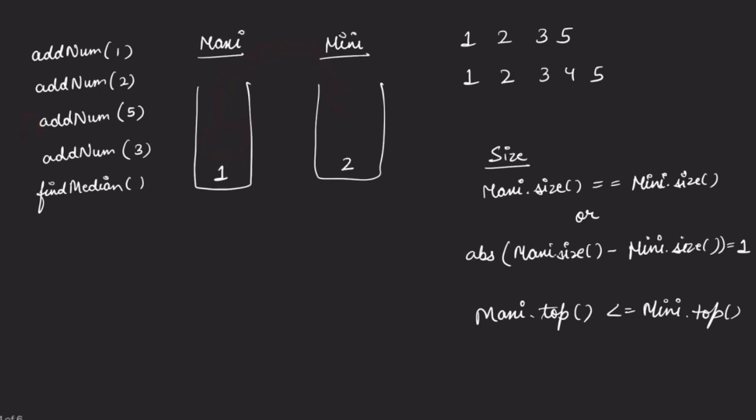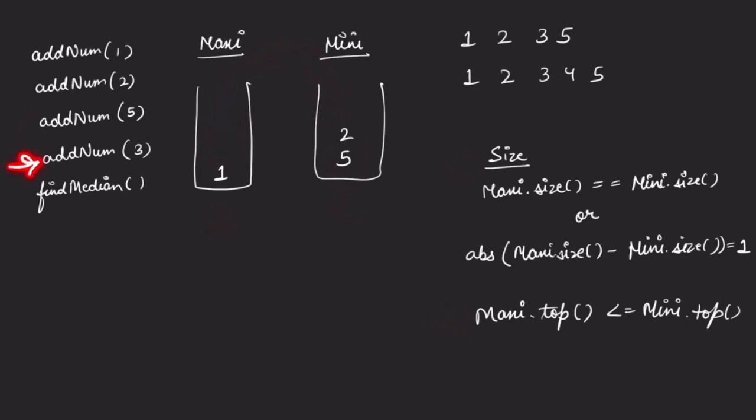Next the number will come as 5, so 5 will be added here. Then we will check this particular condition. Now you will see that 5 is not less than or equal to 2, so this condition is violated. So that means we will have to pop this 5 from maxi and push it into mini, right? So 5 will be removed from here and added here, right? And since it is a min heap, these will be sorted like this, right? Now you will check the size. So the size of maxi is 1 and mini is 2. The difference is 1. So size is not violated, right?